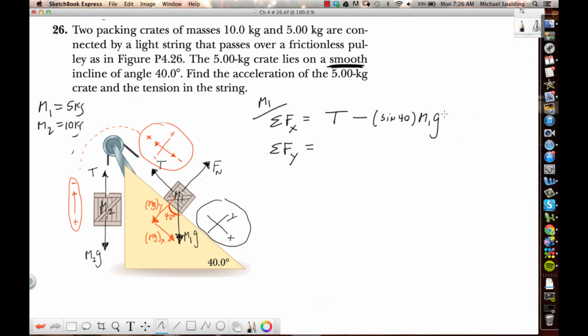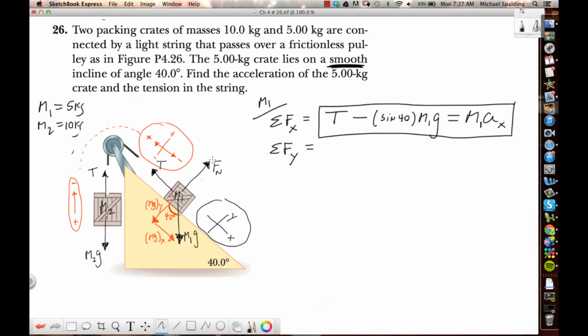Okay, any other x forces? Nope. So what is the sum of the forces always equal to? ma, but don't just say ma, you got to say what? m1a, and then this acceleration is our x acceleration. So we just wrote an equation that's going to solve the problem. All right, in the y direction. Now we're not going to need the y direction here.